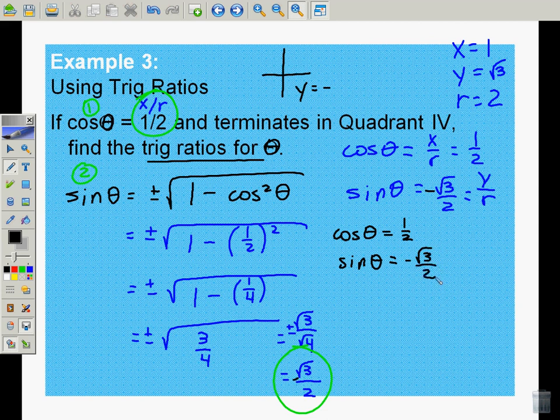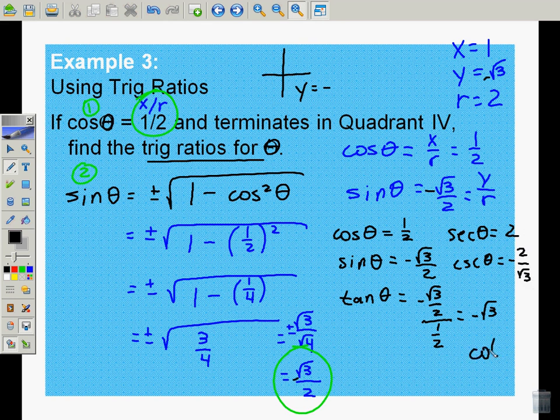All right? So then my tangent theta, what have I got here? I've got sine over cosine, and so I'm going to have negative square root of 3 over 2 over 1 over 2. So that's going to give me negative square root of 3. Okay? And then I'm just flipping. Secant theta is equal to 2. Cosecant theta is equal to negative 2 over the square root of 3. And cotangent theta is equal to, now careful here, I'm going to have 1 over square root of 3, and that's going to be negative.